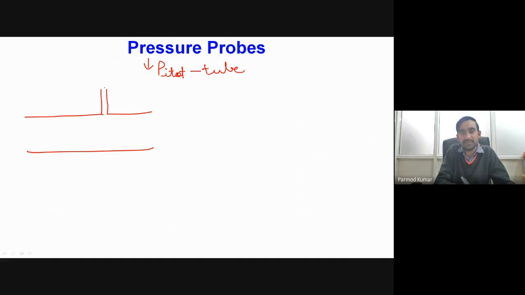One, we will be having the measurement of the static pressure. So this particular type of tap, which is located in a direction normal to the direction of the flow, from this we will be getting nothing but our static pressure. Okay, so from here we will be getting the static pressure.